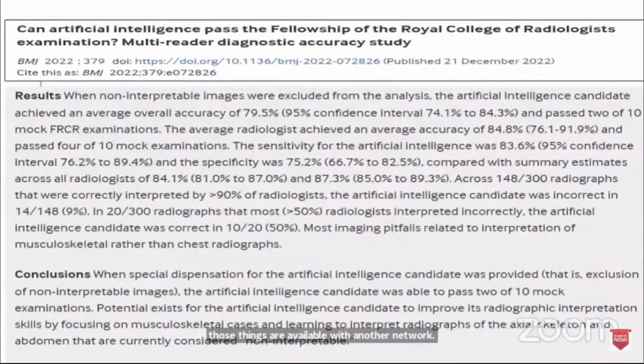And so much so that there was a recent paper about an AI system being used as one of the students appearing for the Royal College of Radiologists exam. It was giving a comparable result with, I think, 45 students, and even the success rate was as good as those.